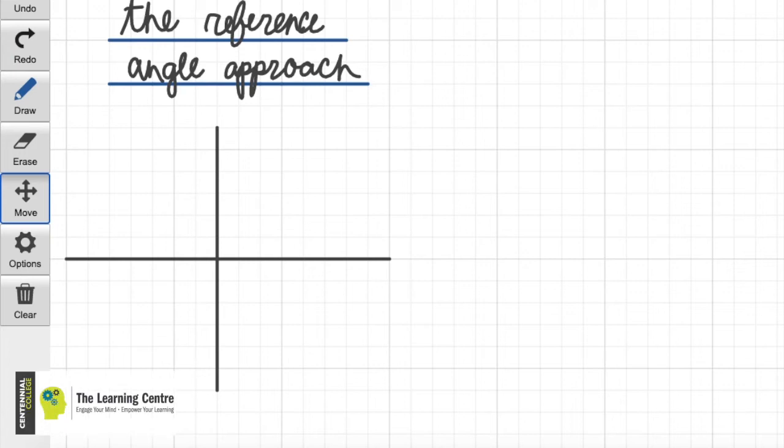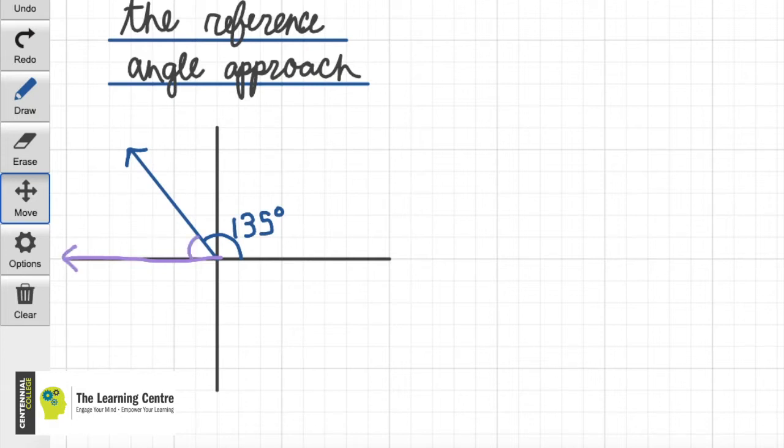The reference angle approach. The reference angle approach is used to determine the values when given an angle that is not in the first quadrant. Let's consider an angle in the second quadrant of 135 degrees. The reference angle lies in between the terminal arm and the negative x-axis. We will call this angle theta.